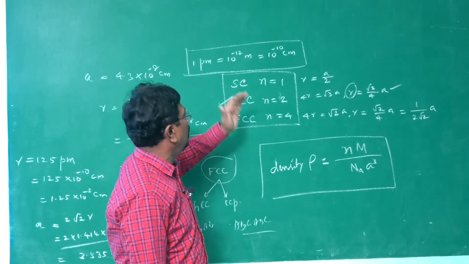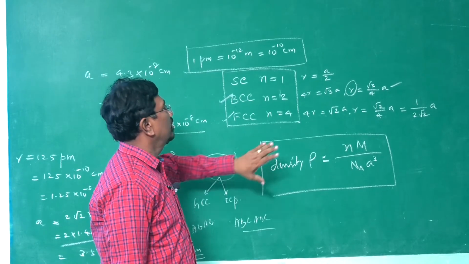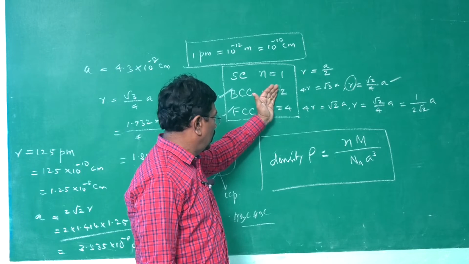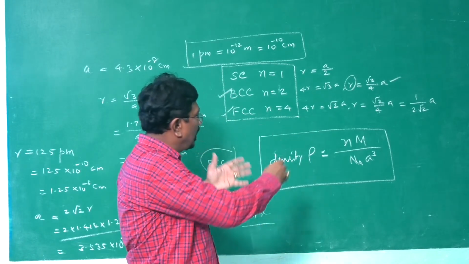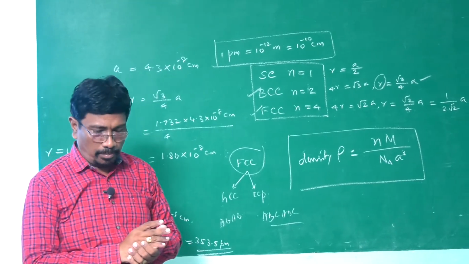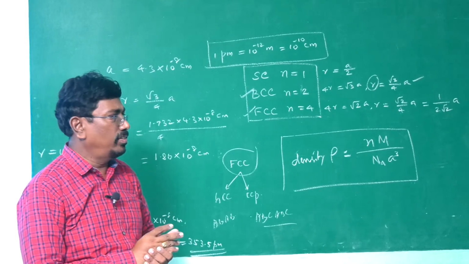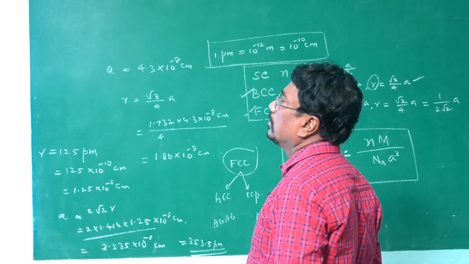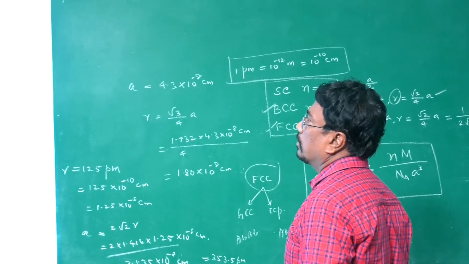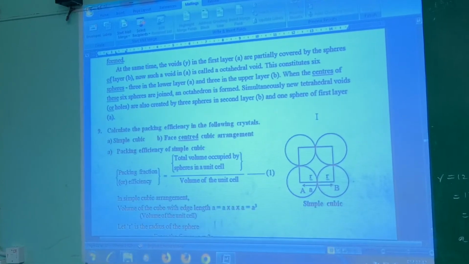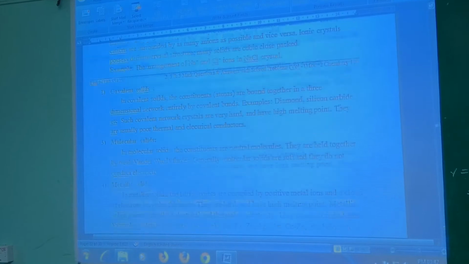This can be coupled with the density calculation. This number of atoms, radius, density, everything can be amalgamated and a problem can be asked. Let me go into the next sum. In evaluate yourself, the first sum in evaluate yourself, you just see. Evaluate yourself means we have to start at the beginning. Very first question in evaluate yourself. Let us go back.